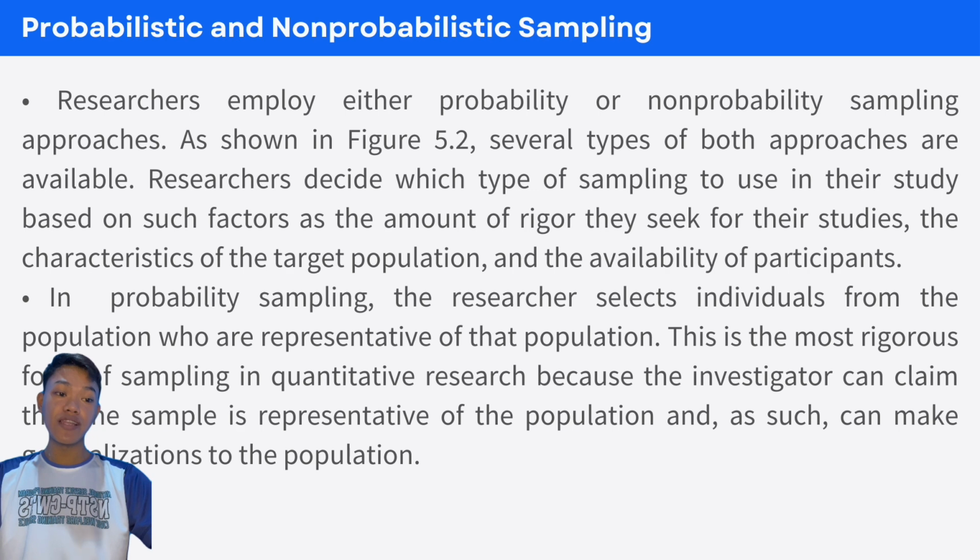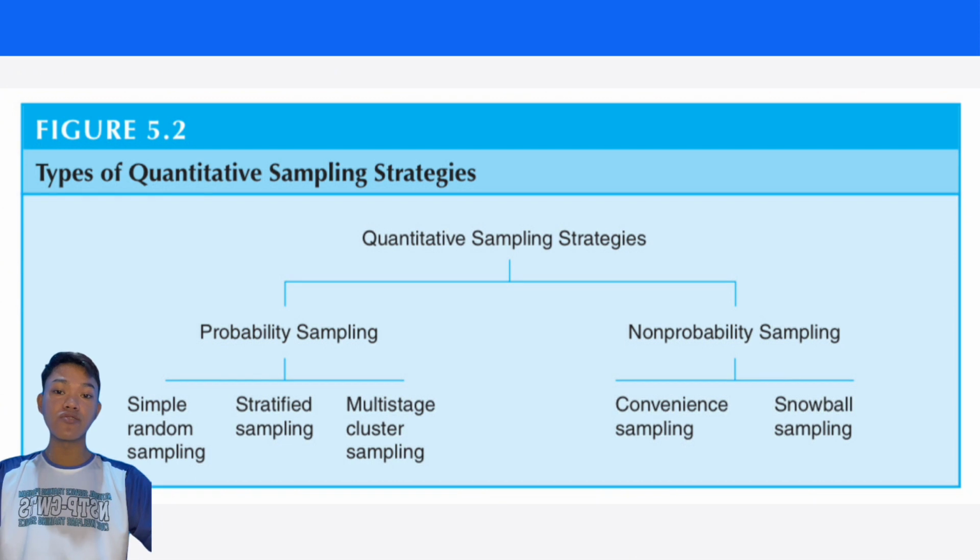In probability sampling, the researcher selects individuals from the population who are representative of that population. This is the most rigorous form of sampling in quantitative research. And in non-probabilistic sampling, these are based on the convenience and the availability of the respondents. So in figure 5.2, we will be able to see the several types of these approaches or methods of getting the participants or respondents of your research.